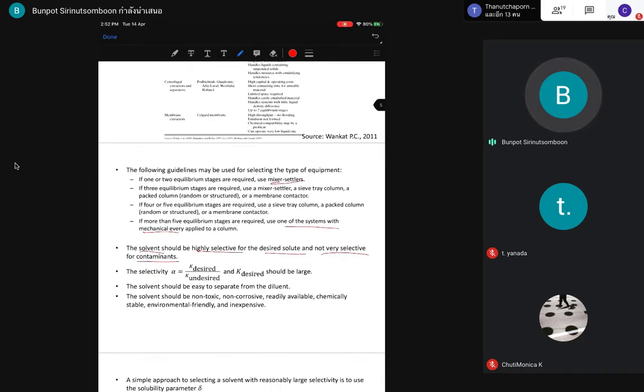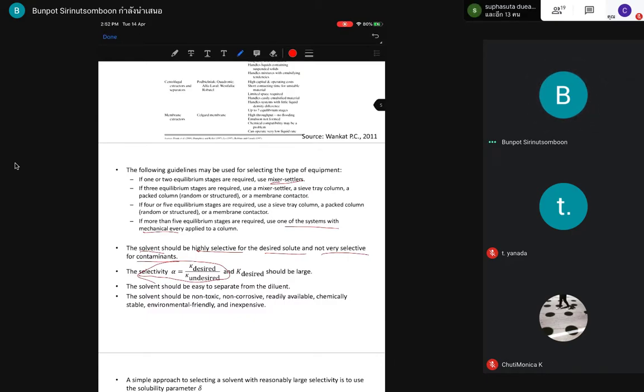And so then we have to consider something called the selectivity, the selectivity alpha. We want the selectivity value to be as high as possible, to get the most of the solute that we want.